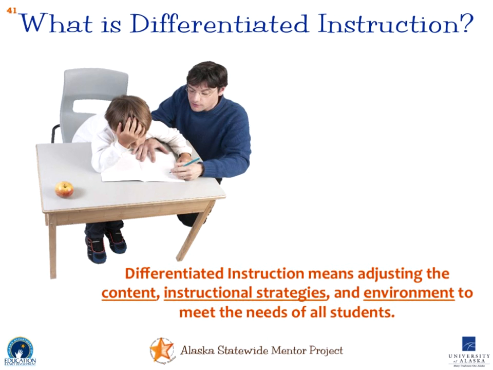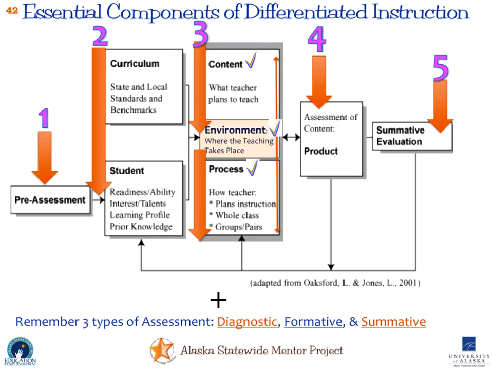Let's take a look at a flowchart that shows the essential components of differentiated instruction. As you look across this flowchart, it's arranged in basically 5 columns, represented by those orange downward arrows. The first column is pre-assessment. So we pre-assess students to determine their readiness for the content, their interests and talents, their learning style, or prior knowledge about the content that we're going to cover. So this is kind of the diagnostic part of DI.